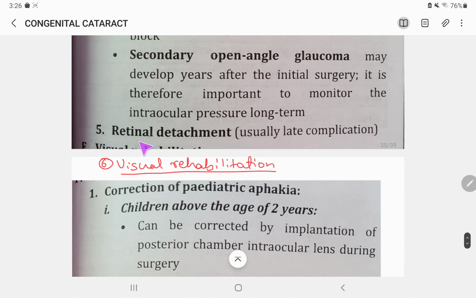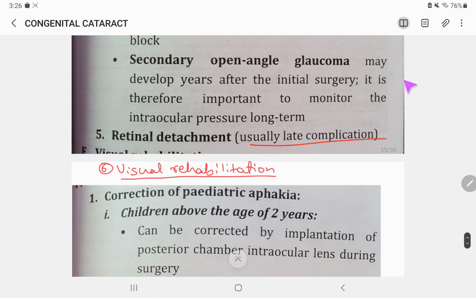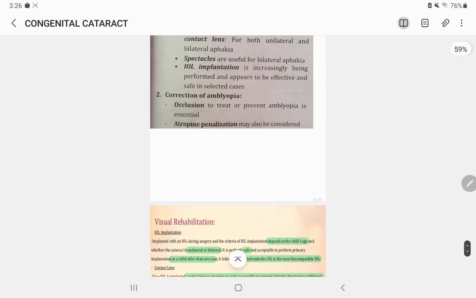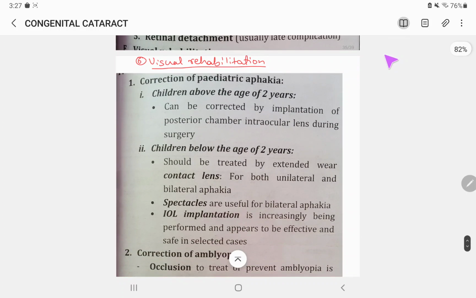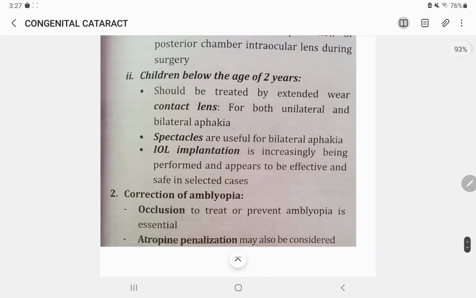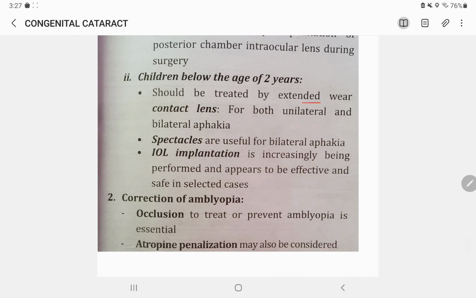And then retinal detachment can also occur in children, that is usually a late complication. So now let's move on to visual rehabilitation. This is a very important part. Children 2 years or older can have visual rehabilitation corrected by implantation of a posterior chamber intraocular lens during the surgery. So we do the cataract surgery for visual rehabilitation: for the age of 2 years or more, a posterior chamber IOL can be implanted. And children below the age of 2 years should be treated by wearing extended wear contact lenses, for both unilateral and bilateral aphakia.